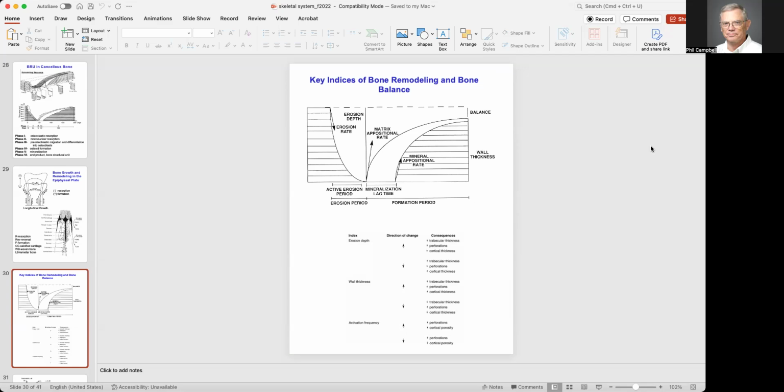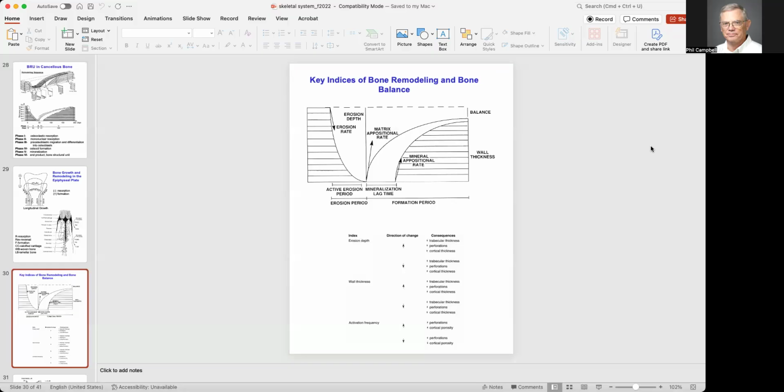Now we reach our maximum depth of erosion. Let's say it goes from whatever the thickness is to 0. And then we have the reversal phase. This means that the osteoblasts will now start secreting osteoid. Then there is the mineralization lag phase that follows. Ultimately, with time, here's our mineralization lag phase, matrix deposition rate, and then our mineralization rate. And at this point, we have remodeled bone, or our osteon.